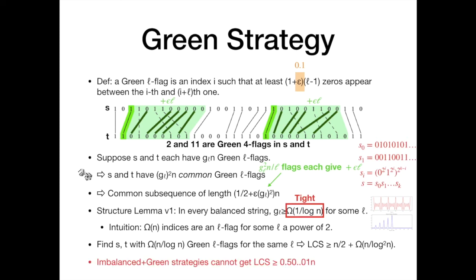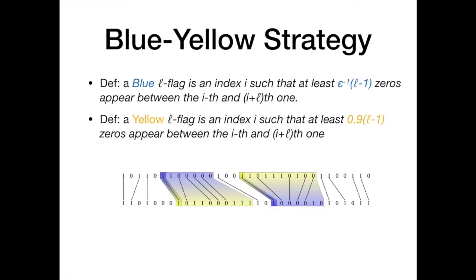For this baby structure lemma that we proved, that G of L is at least 1 over log n for some L, there's a counterexample that I've shown here that shows that this is tight. So that means the imbalance and green strategies together cannot give you an LCS with a constant fraction advantage over n over 2. So for the full result, we need an additional strategy, and that strategy is the blue-yellow strategy, and you can read our paper to learn more.